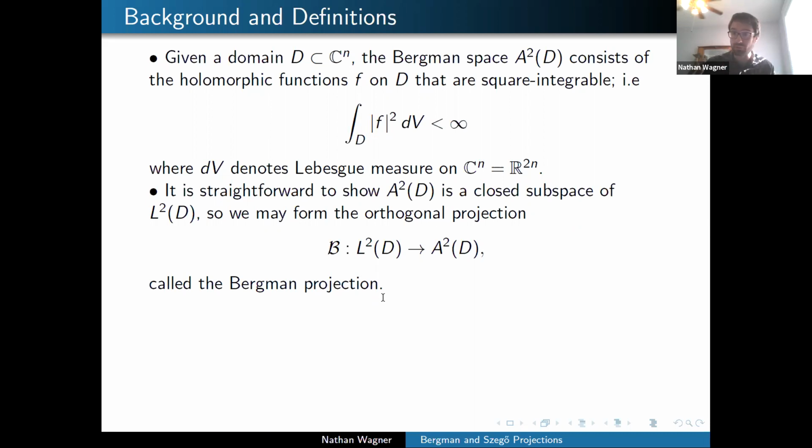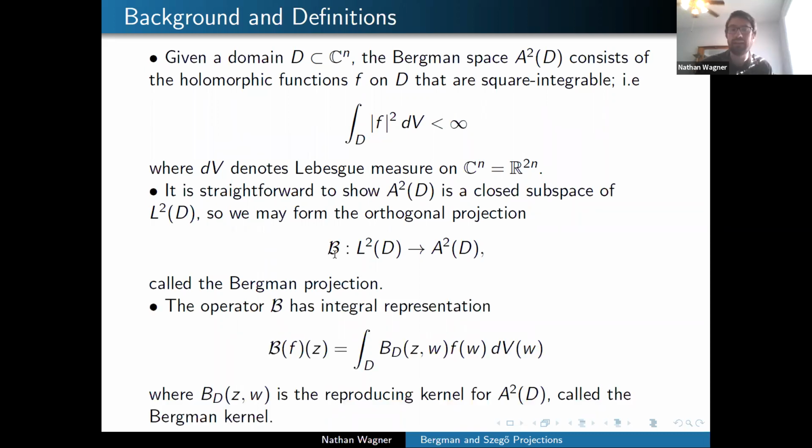So since L2 of D, of course, is a Hilbert space, and I have a closed subspace of a Hilbert space, I just know from Hilbert space theory that I can form the orthogonal projection from L2 to A2. And this is called the Bergman projection, and we'll denote it by this calligraphic P.